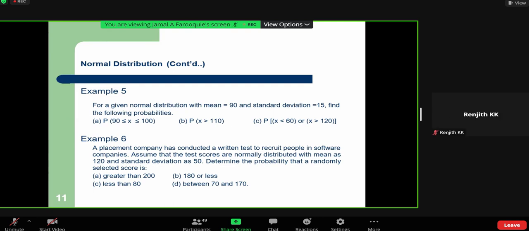Okay, sorry. So draw a normal shape curve with its mean as 120 and mark 200 also on this.